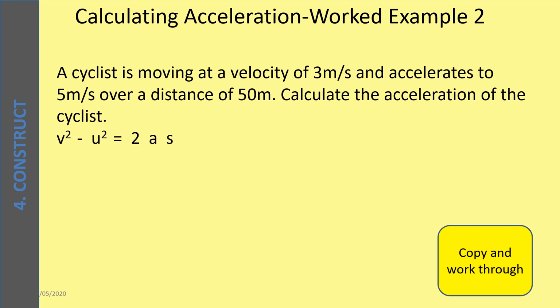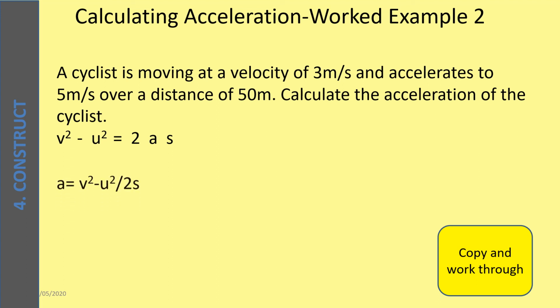Here's another acceleration worked example. A cyclist is moving at a velocity of 3 meters per second and accelerates to 5 meters per second over a distance of 50 meters. Calculate the acceleration of the cyclist. Now this time we know the starting velocity u and the finishing velocity v and the distance s, and you want to work out a, the acceleration. So you can write all of those 4 things down.